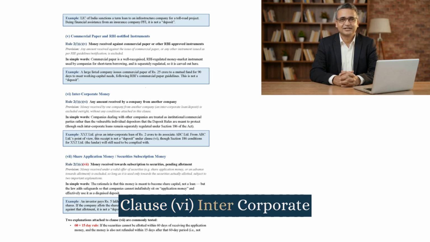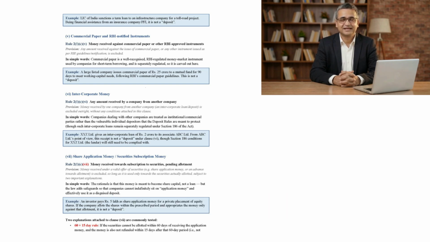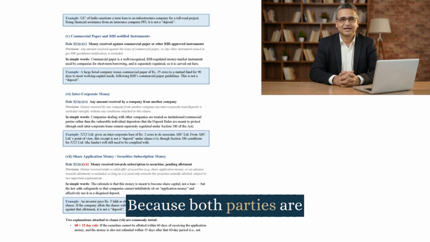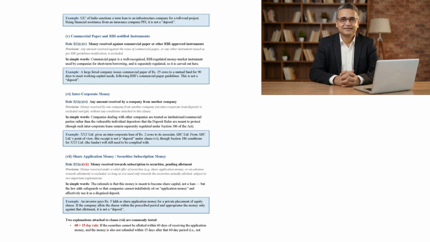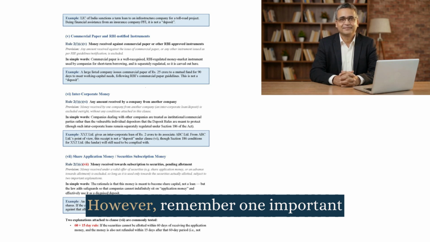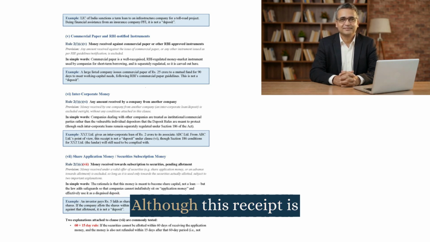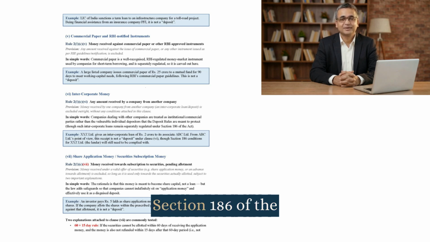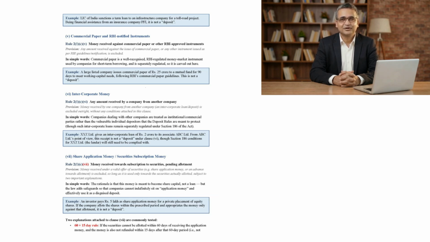Clause 6. Intercorporate money. If one company receives money from another company, that amount is not treated as a deposit. Why? Because both parties are companies dealing with each other as commercial entities, not as public depositors. However, remember one important examination point. Although this receipt is excluded from the deposit rules, intercorporate loans are still governed by Section 186 of the Companies Act.